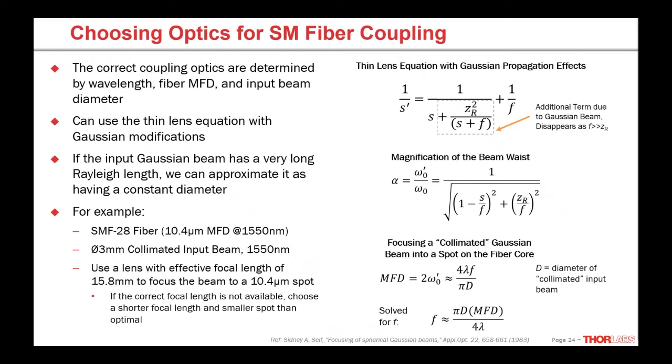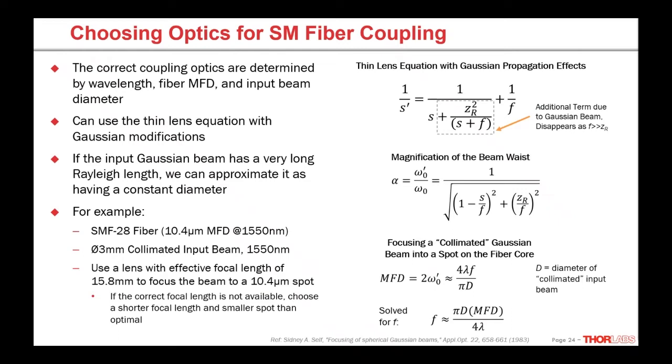As we saw I think two slides ago, a slightly small or slightly big spot is okay. It's better to go slightly small so we're not focusing light onto the cladding, which can scatter and cause problems. So 15.5, let's say, maybe is in the catalog, that'll work really well to couple into this fiber with very high coupling efficiency.